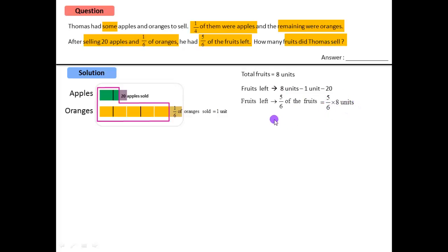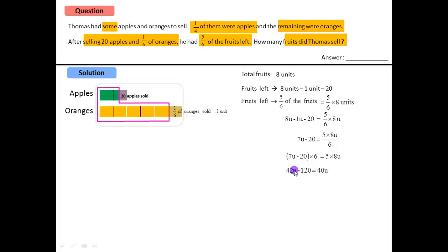Let's take these 2 equations and form a single equation. So 8 units minus 1 unit minus 20 is equal to 5/6 times 8 units. With this, we can calculate the value of one single unit. 7 units minus 20 is equal to 5 times 8 units over 6. So 7 units minus 20 times 6 is equal to 5 times 8 units.